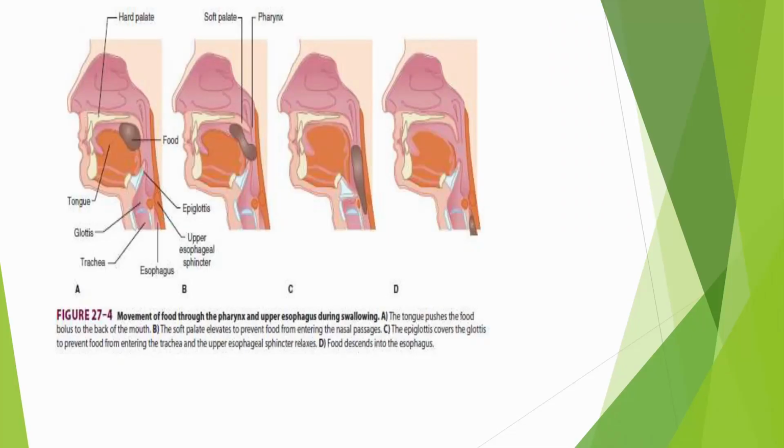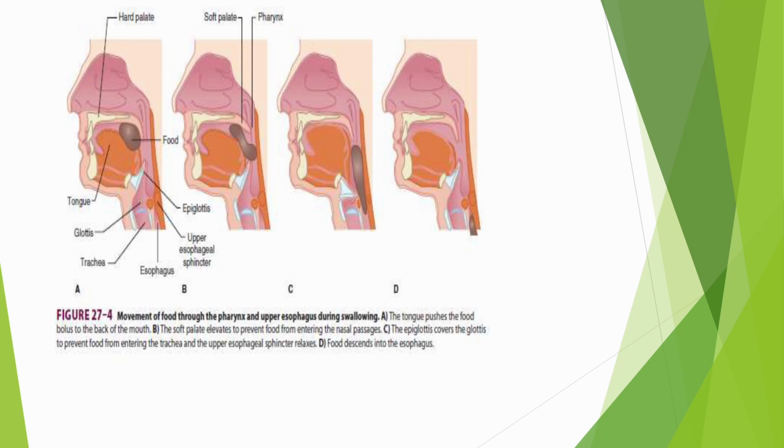This is the summary of what was taken before. You can see first the hard palate is shown, the tongue is shown, glottis, trachea, esophagus, upper esophageal sphincter, and the epiglottis are shown. So food is there in the posterior part of the tongue, which is pushed by the tongue. It is now in the oropharynx.